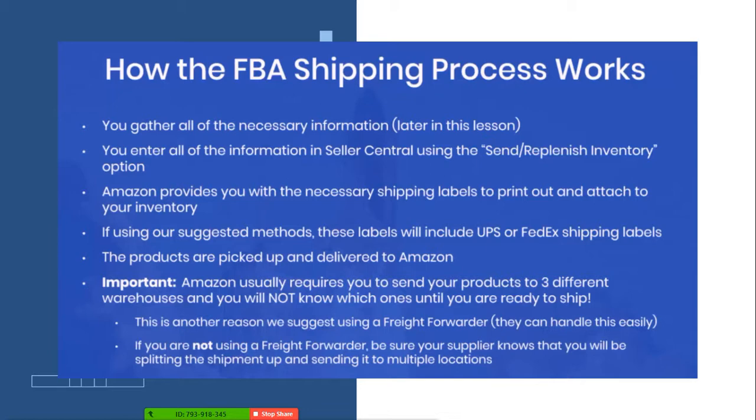So very important. Amazon usually requires you to send your products to 3 different warehouses, and you will not know which ones until you are ready to ship. That is when Amazon will tell you, ship this to Dallas, Texas, ship this to San Francisco, ship this to Arizona. Okay, and you won't be able to choose. It will just give you options. And the reason they do that, guys, is because they want to distribute your units to be able to cover all the customers in America who will be making the orders. Because America is a big country, all right?